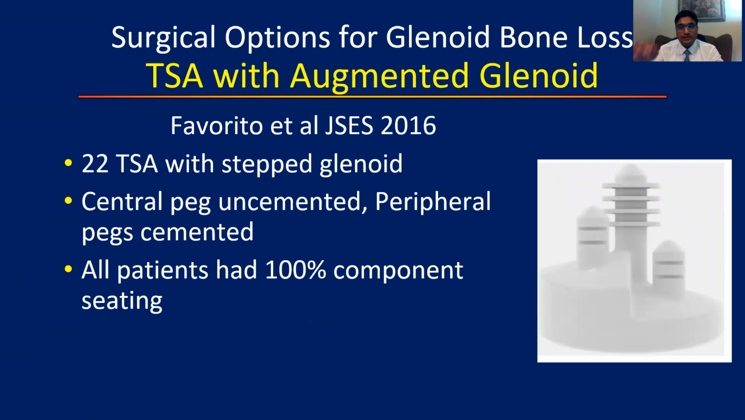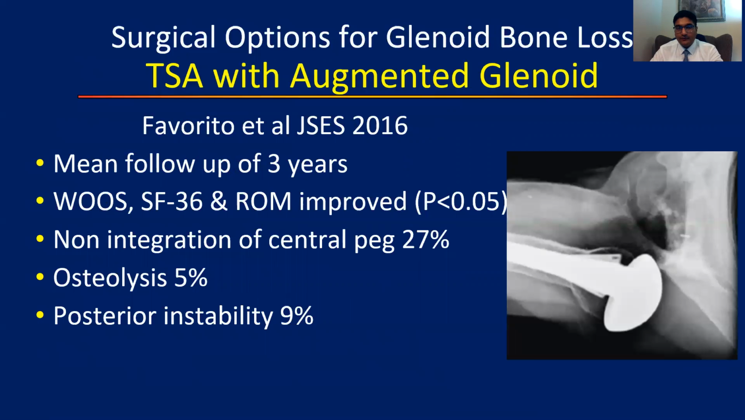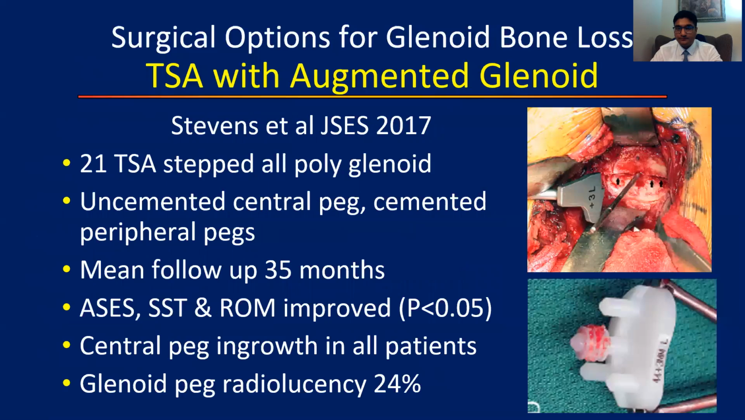Favorito et al., published in JSES in 2016, looked at 22 total shoulder arthroplasty patients using a stepped glenoid. They found that the central peg is uncemented in the prosthesis they used, and the peripheral pegs were cemented. All the patients had 100% component seating. In terms of clinical results, at a mean follow-up of 3 years, the functional outcomes improved in the patients. However, there was non-integration of the central peg in 27% of the patients, and posterior instability was found in 9% of the patients.